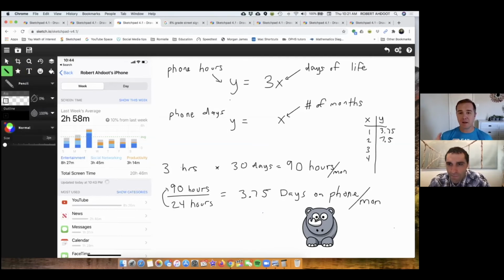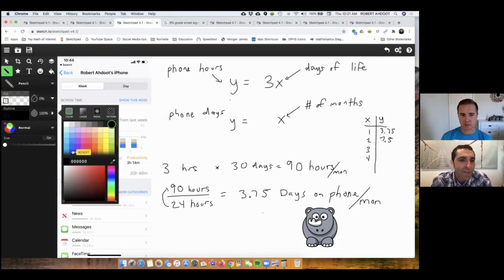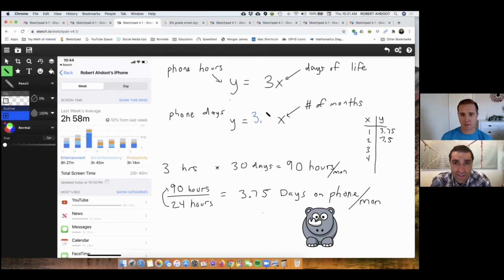So can we now make the relationship? Yes. So if it's 3.75 days on phone, we're comparing phone days to the number of months. Essentially, what we've discovered is that average goes right here. That average is the slope. For students in advanced classes, I encourage you to think about how slope and average go hand in hand, because it's a rate. It's an average rate, up and over, up and over.